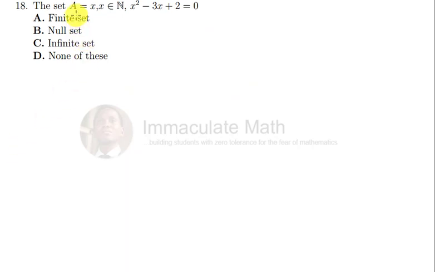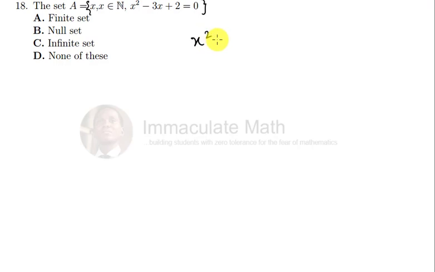In this question, they said the set A equals {x : x is a natural number, x² - 3x + 2 = 0}. Which kind of set is this? So they're asking me to find A. I want to collect some natural numbers such that x² - 3x + 2 is equal to 0. So what are the values of x that satisfy this condition?